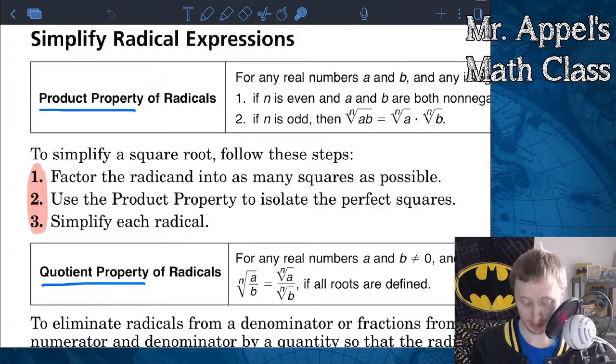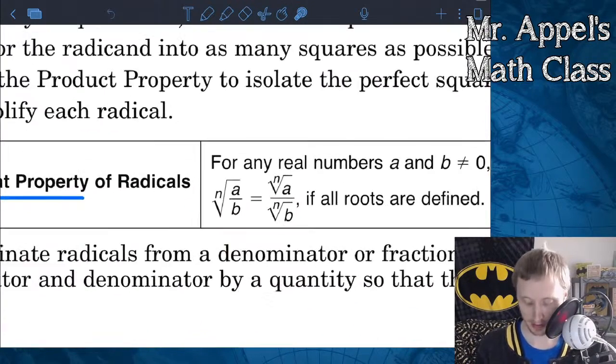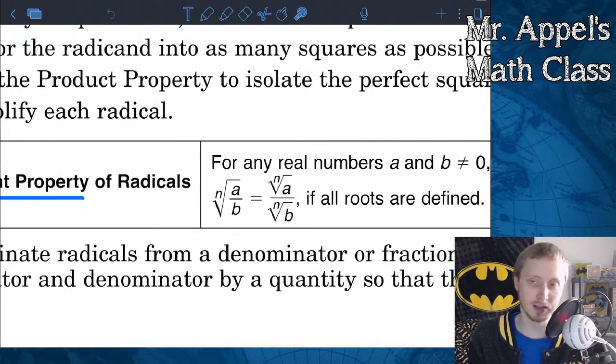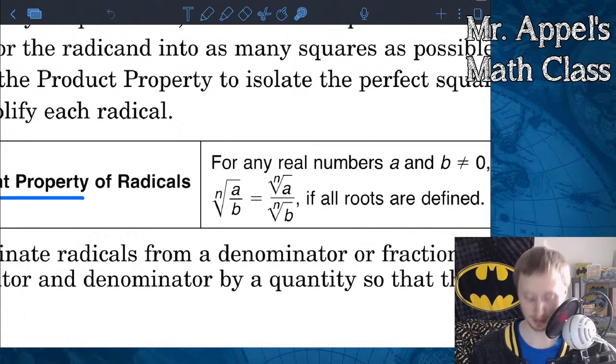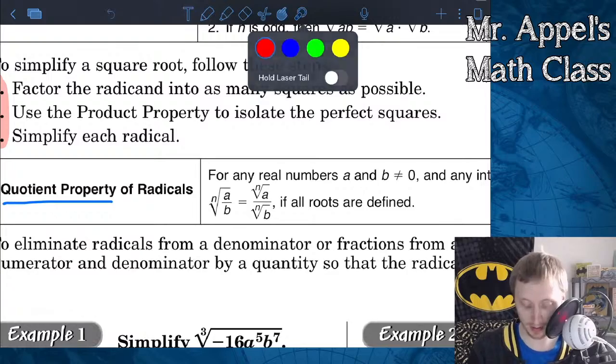Right? And same for the quotient property. Right here, if you are taking the root of things that are being divided, you could instead divide two things that are being taken root, so long as, of course, b is not 0. I always have to add that in there, but if you see dividing by 0, you stop and do nothing anyways. All right, so let's take a look at these examples then.